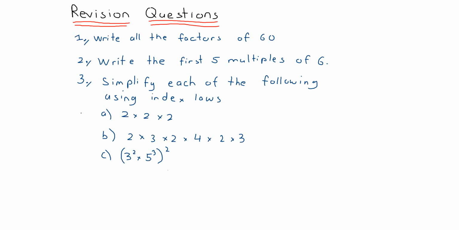So here they are. Question 1, write all the factors of 60. Question 2, write the first 5 multiples of 6. And question 3, I want you to simplify each of these using the index laws, and I don't want you to actually write 8 for this. I want you to write 2 to the power of something with the power. I want you to pause the video, take out some paper and actually do these, and then we're going to work through these questions together.